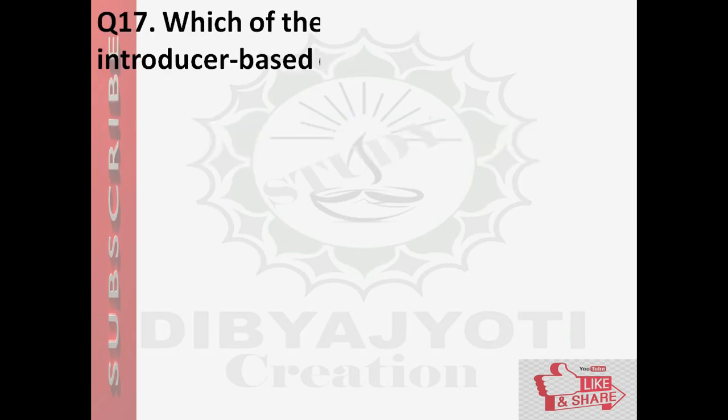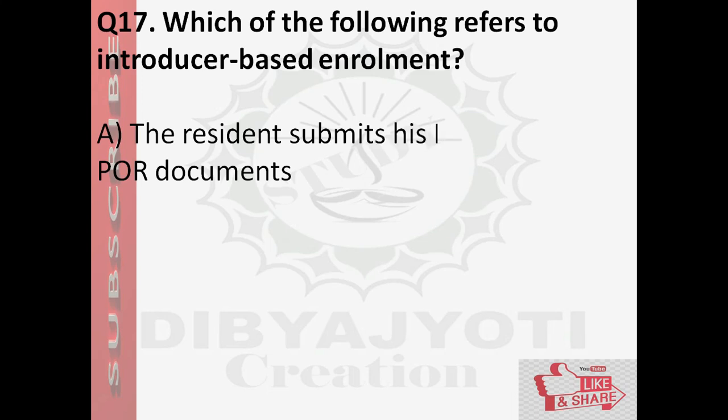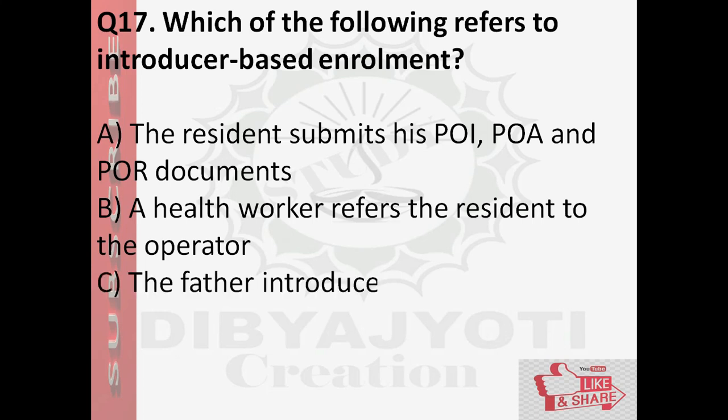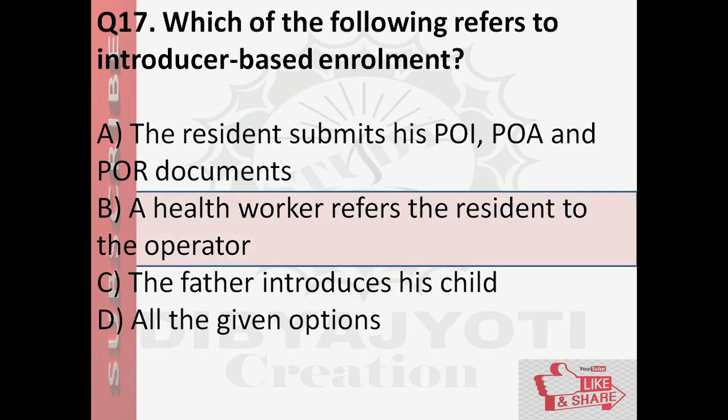Question number 17. Which of the following refers to introducer based enrollment? Options are option A, the resident submits his POI, POA and POR documents. Option B, a health worker refers the resident to the operator. Option C, the father introduces his child. Option D, all the given options. And answer is option B. A health worker refers the resident to the operator.